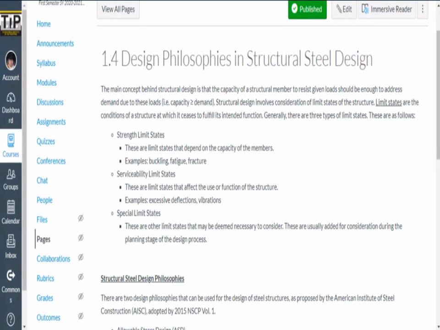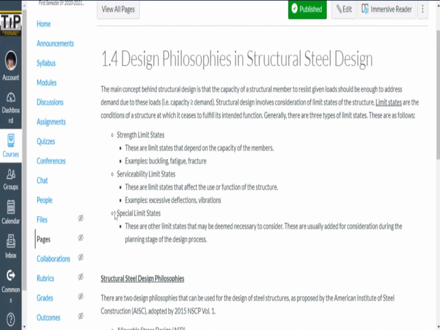Another thing is we have excessive vibrations. If you observe, for example, if you walk and then you always feel some vibrations, you feel some discomfort. So in turn, you will not be confident in using the structure anymore. No? So that's another serviceability limit state.